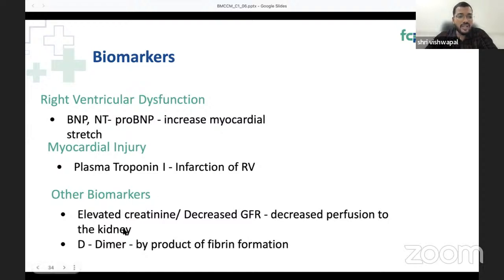Other biomarkers include elevated creatinine or decreased GFR because of decreased perfusion to the kidney, or the D-dimer. D-dimer is a product of fibrin formation. If the myocardial stretch is increased, we have to go for BNP. If the troponin is positive, it means that infarction is there in the RV. If the D-dimer is positive, then fibrin has been formed.